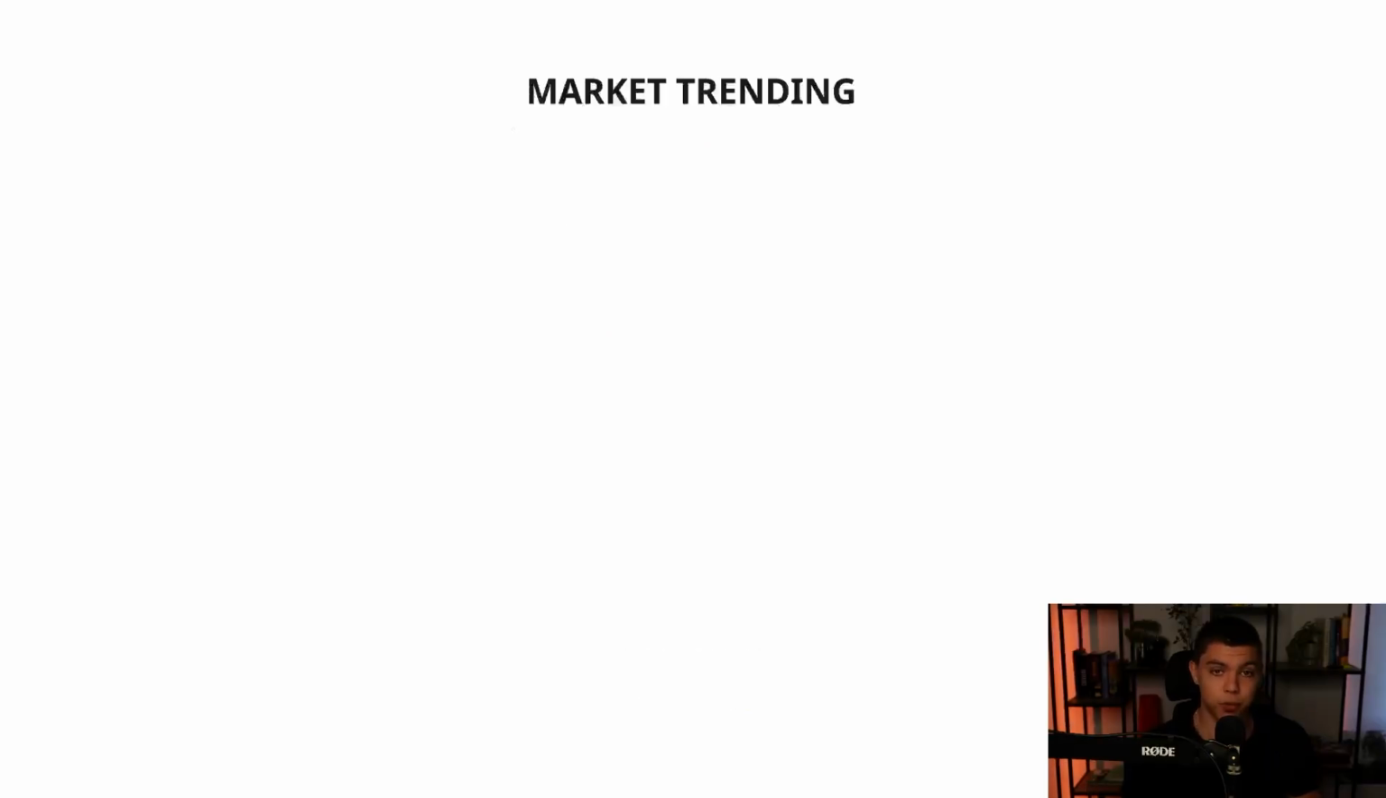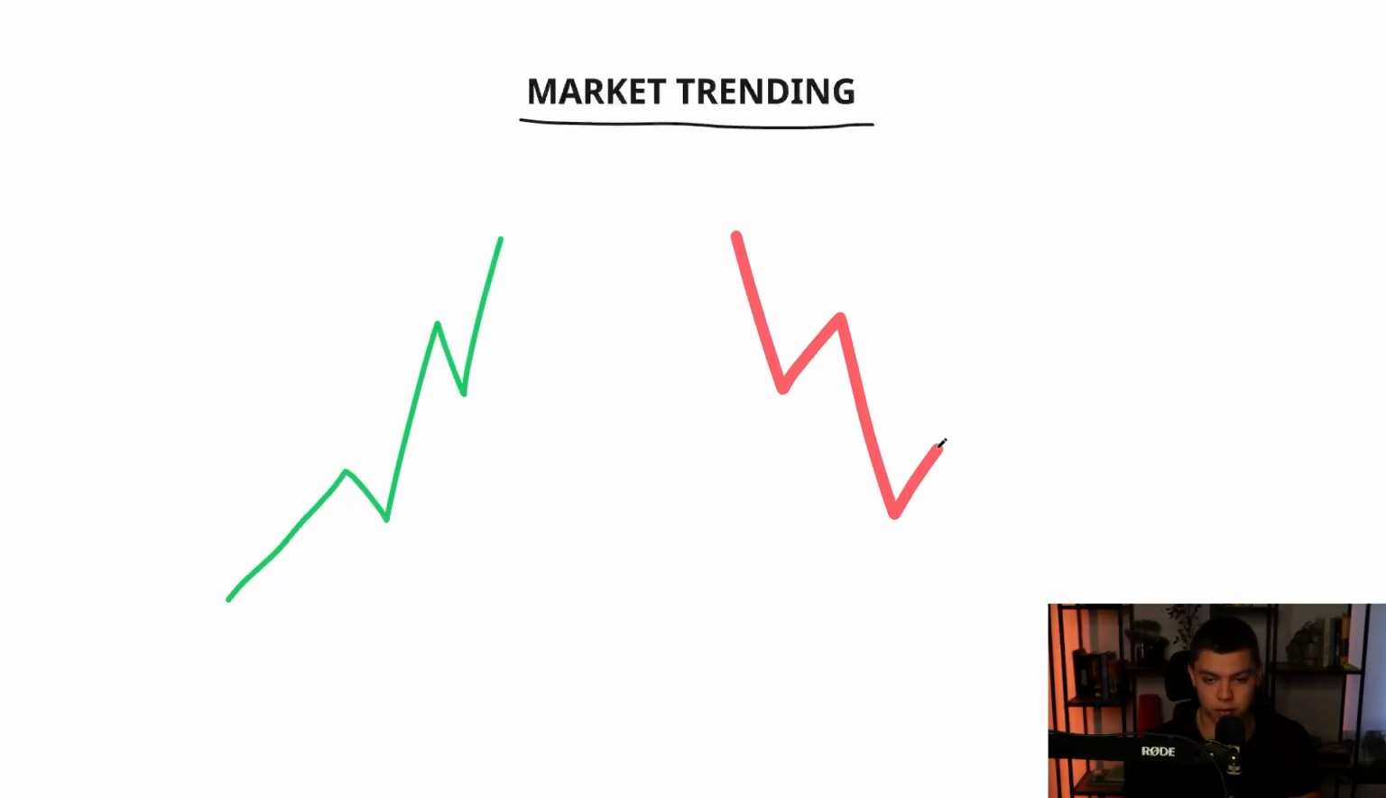Now it's actually time for you to understand how to use this strategy. Let's start with market trending. There's two trends in the market that you need to follow. There's the uptrend. It moves in higher highs, higher lows, higher highs, higher lows, higher highs, okay? And then there's the downtrend, lower lows, lower highs, lower lows, lower highs, lower lows. Okay, as you can see, very straightforward, simple.